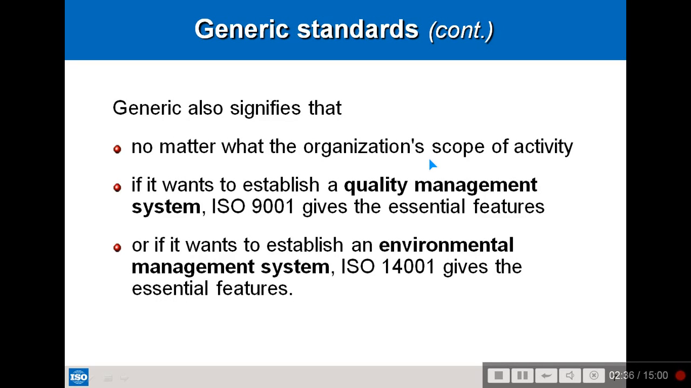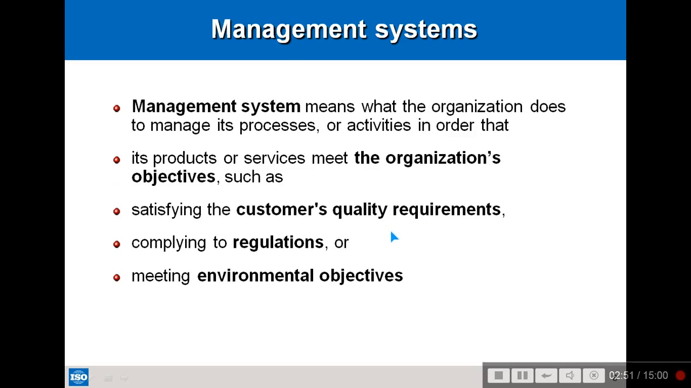Generic also signifies that no matter what the organization's scope of activity is, if it wants to establish a quality management system, ISO 9001 gives the essential features, or if it wants to establish an environmental management system, ISO 14001 gives the essential features. A management system means what the organization does to manage its processes or activities so that its products or services meet the organization's objectives, such as satisfying the customer's quality requirements, complying with regulations, or meeting environmental objectives.